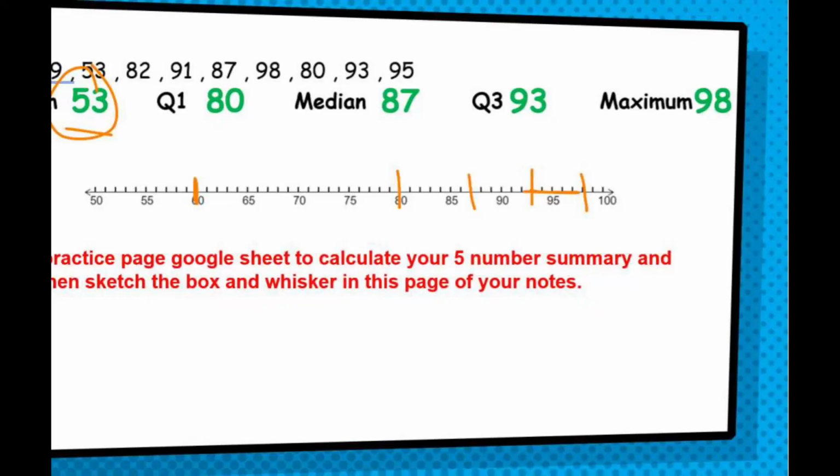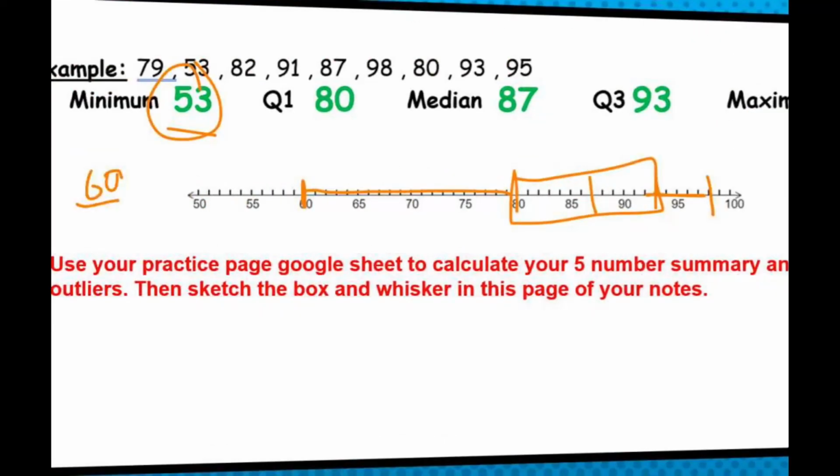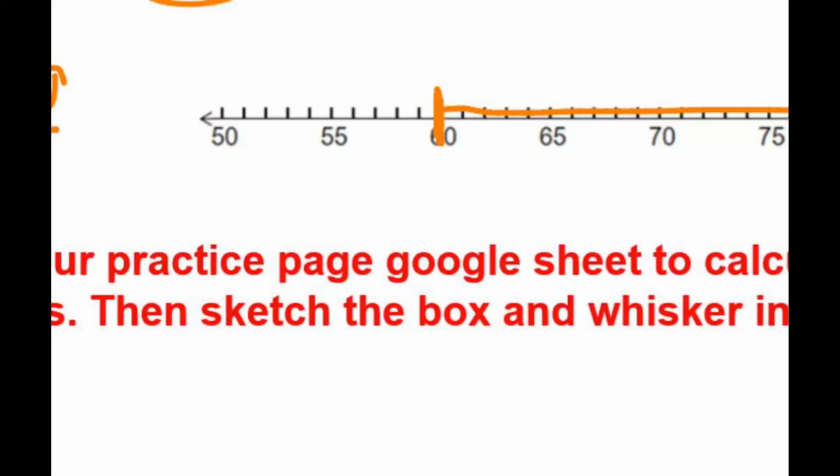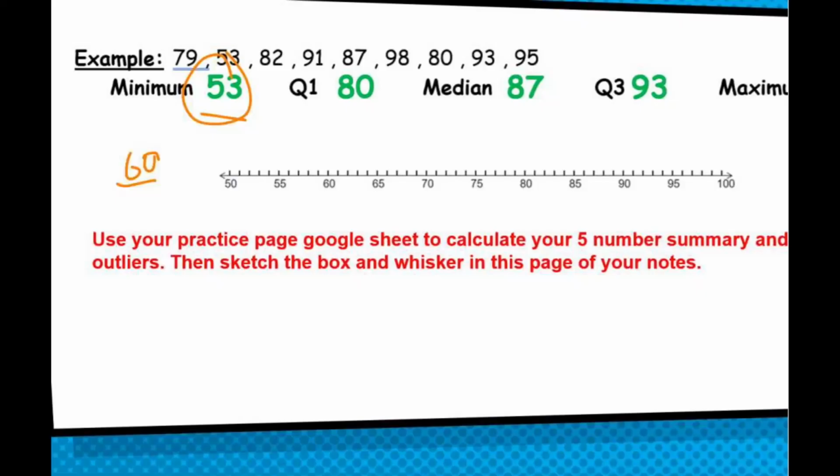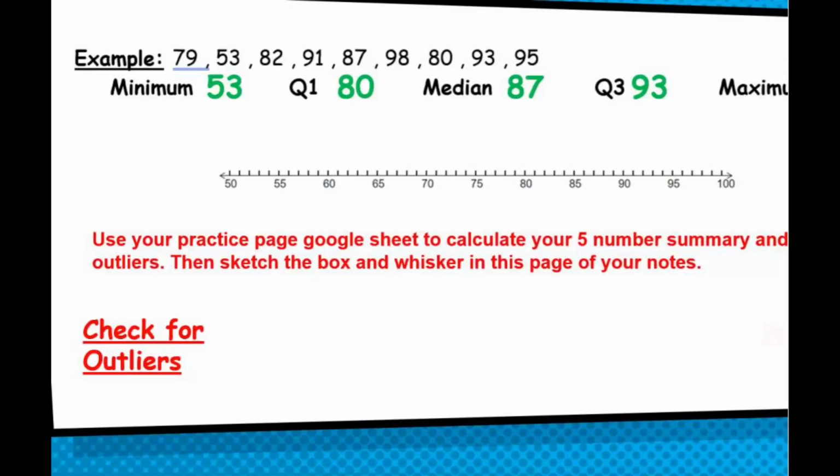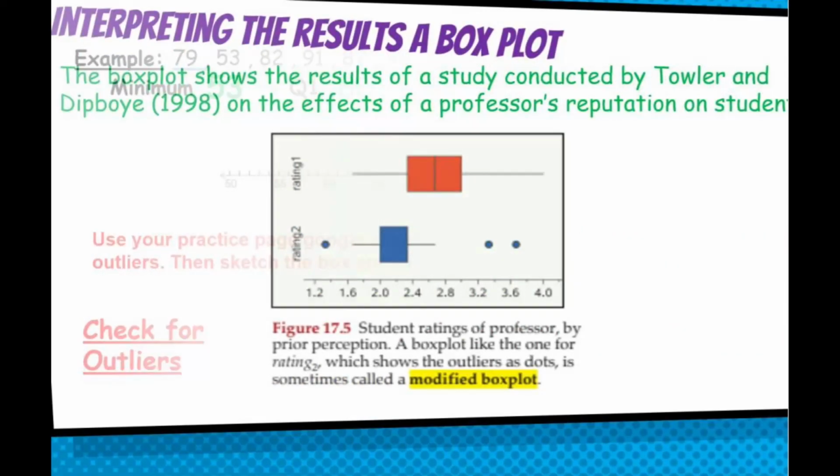And so my graph would look something like this, my box plot. And then I would put a point, like a dot, right at the outlier. Like I said, I don't know if 60 is a mark or not, but that's how that would look. And I have an example on the next page. So we should have gotten that 53 as being an outlier.